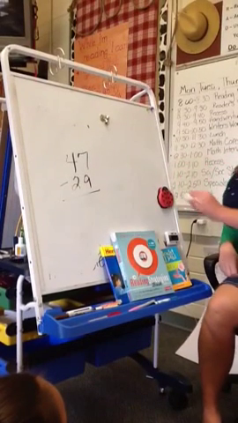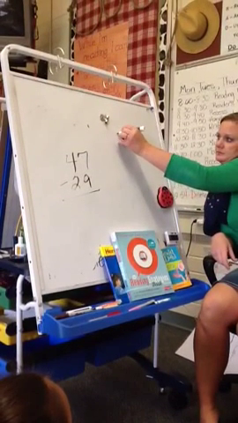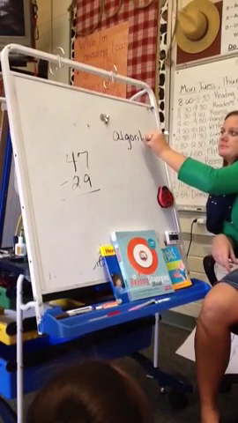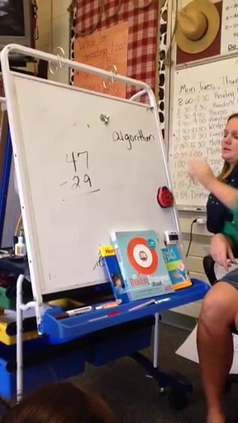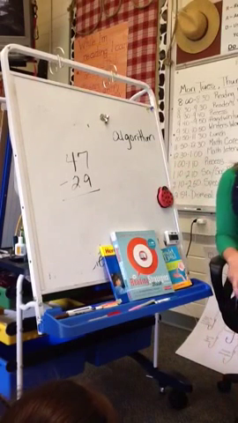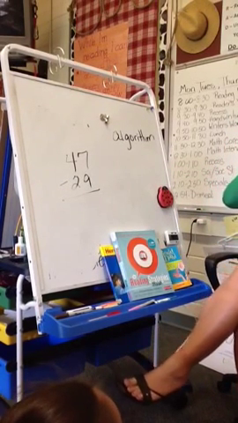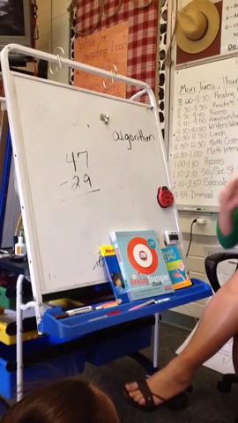Let's do this the algorithm way first. Okay, I start in the 1 spot. Can I take 9 away from 7, boys and girls? So I have to go to my neighbor and ask him for a group of 10.